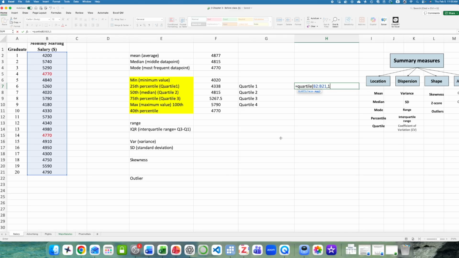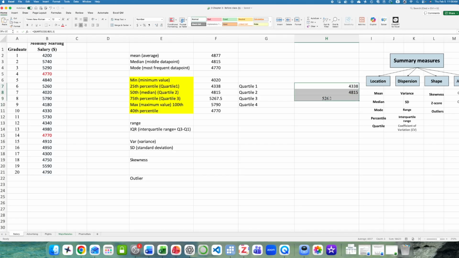So I would go with the first quartile. That's equivalent to this number. If I decrease the decimal, this would be quartile 2. So I'm going to select the data, comma 2. This equals quartile 3. So I give the array, comma 3.